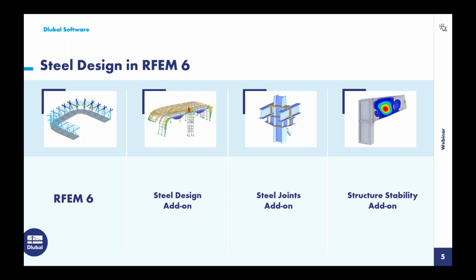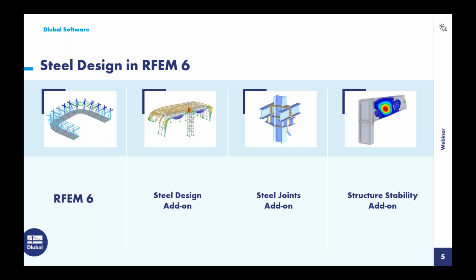So this was our focus last week in the first part of this two-part webinar series. So I'd certainly refer you back to this recorded webinar on both our website and YouTube channel if you are interested to learn more about the actual member design according to AISC 360 or 341. But today we will be focusing on the Steel Joints add-on. So within this same RFEM model, we can then carry out the connection design according to the AISC.